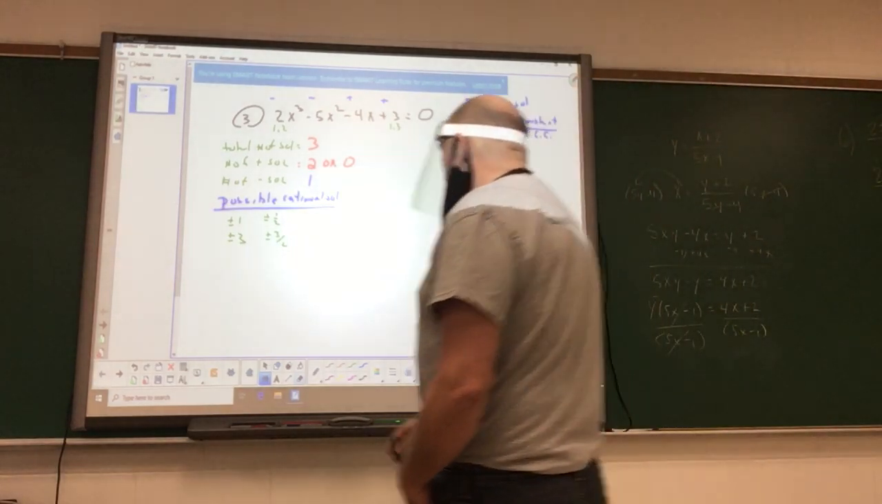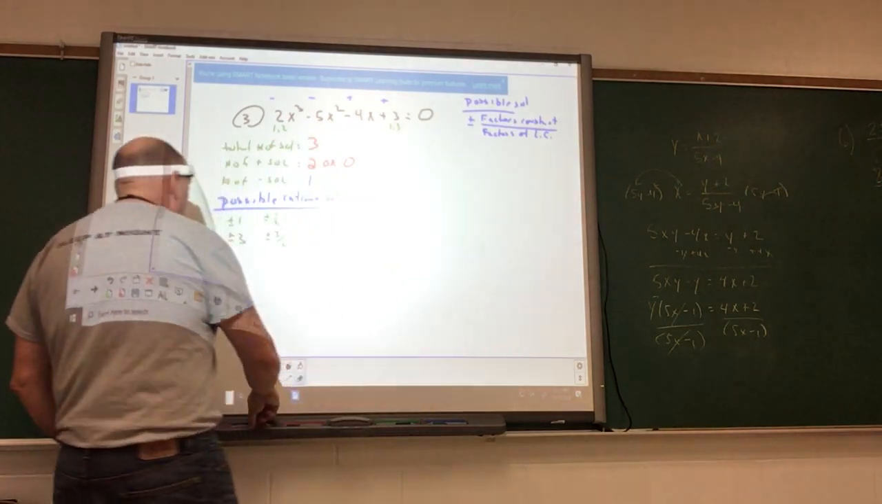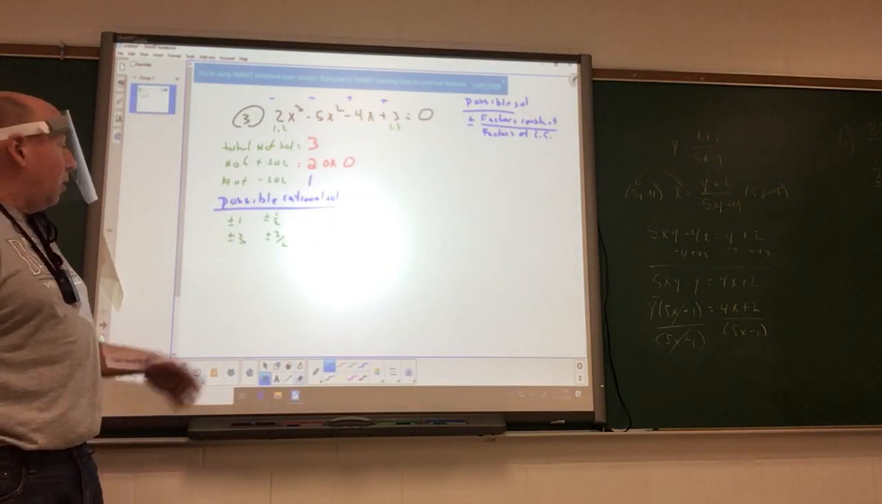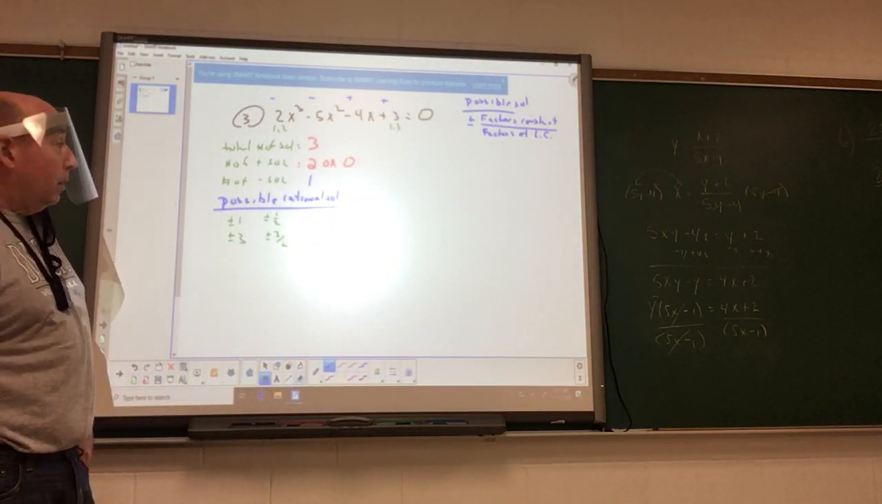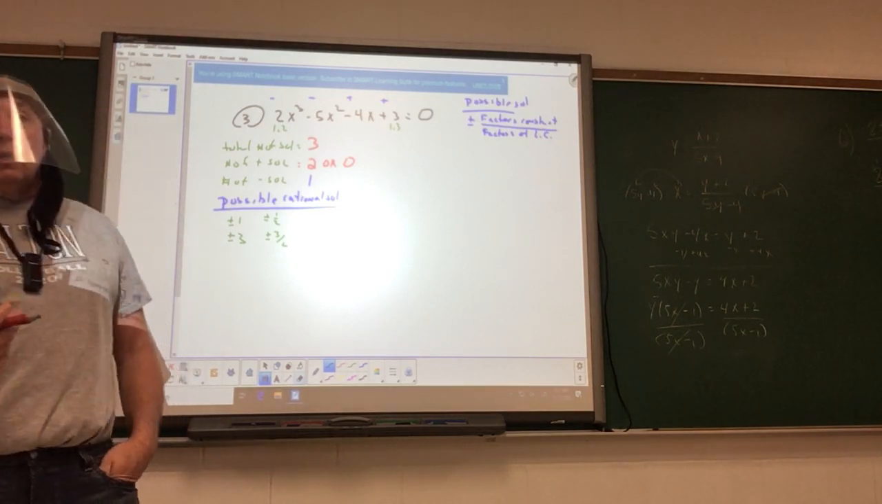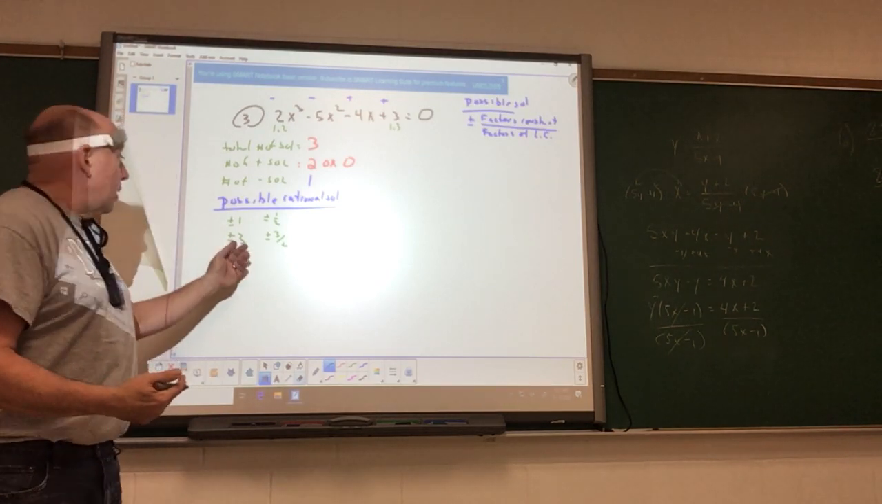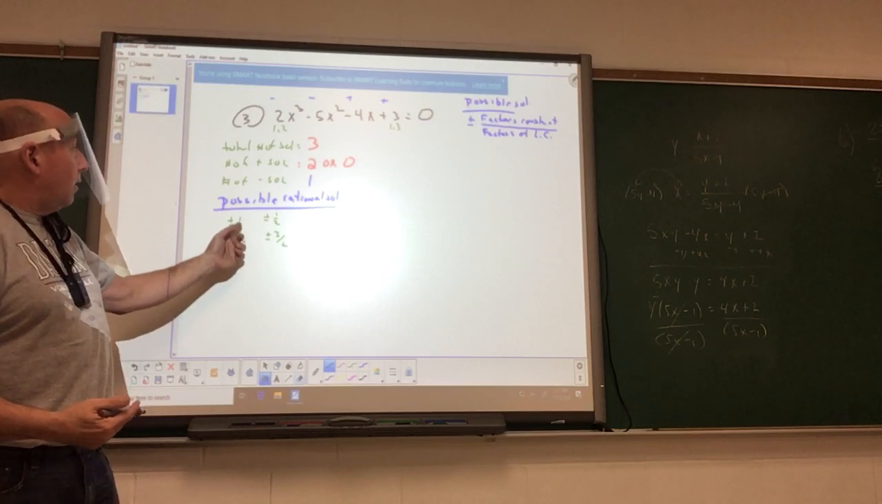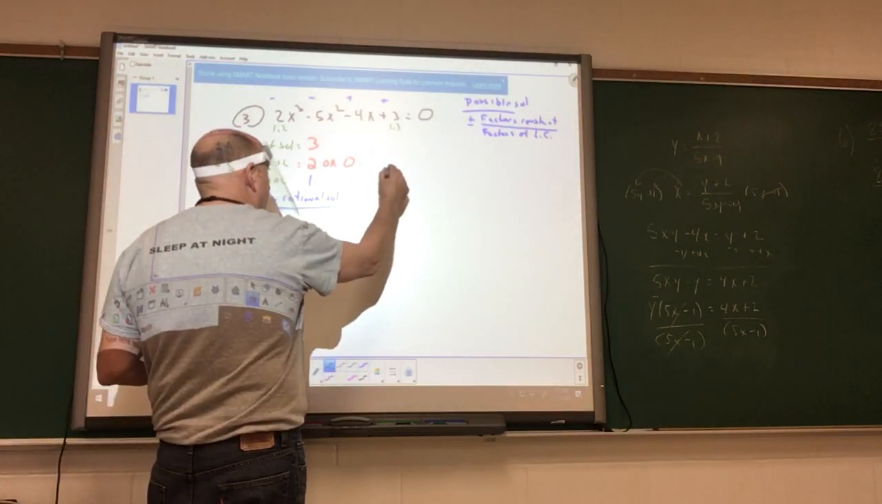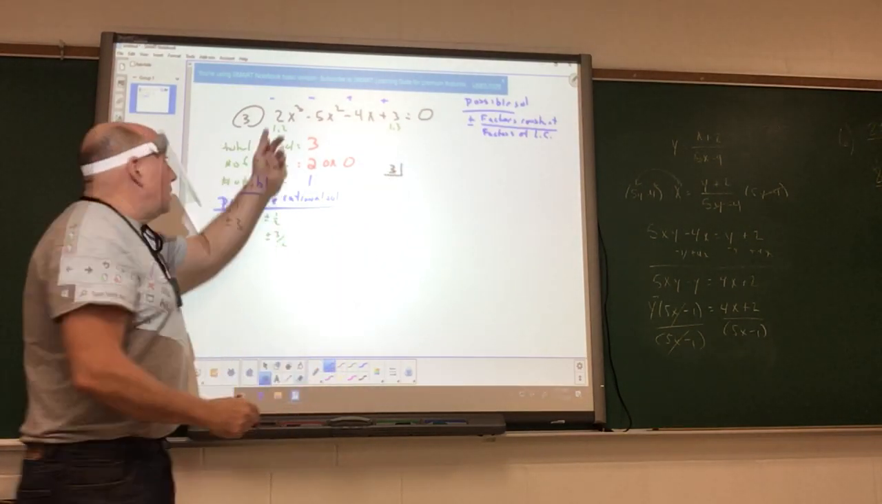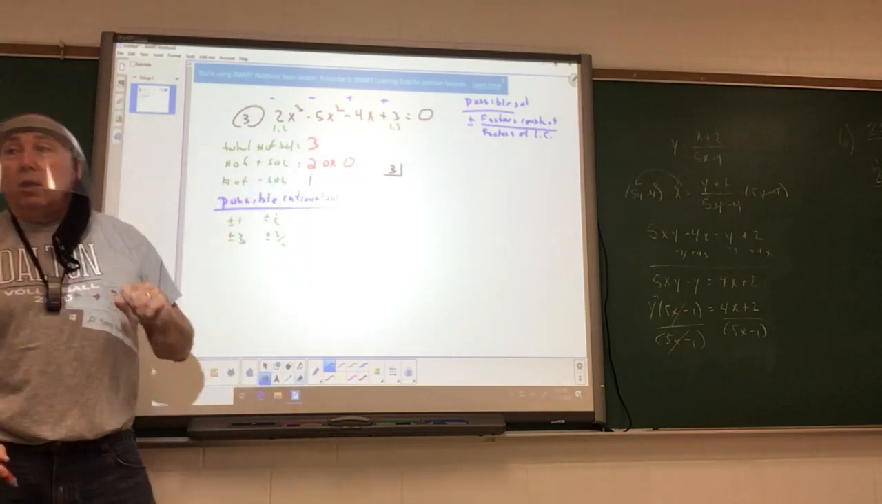I typically do not start with the value of 1. If you want to, that is fine. I typically start with another value here. And we can run this through synthetic substitution. Because all we're trying to do is, okay, I'm saying, let's take the value of positive 3. Let's sub it into this to see if it makes it equal to 0.